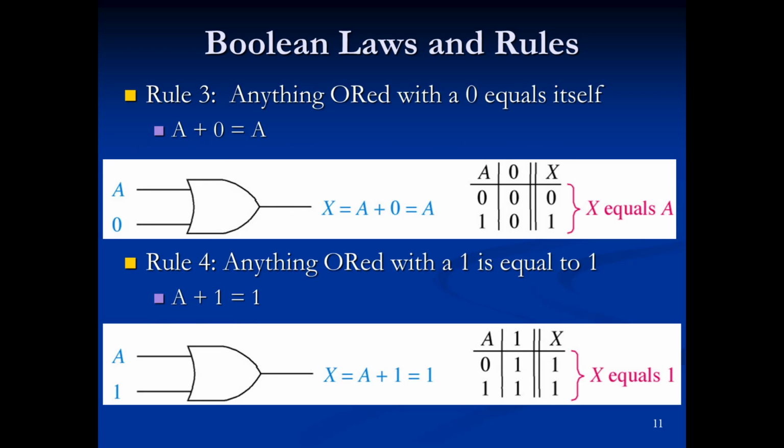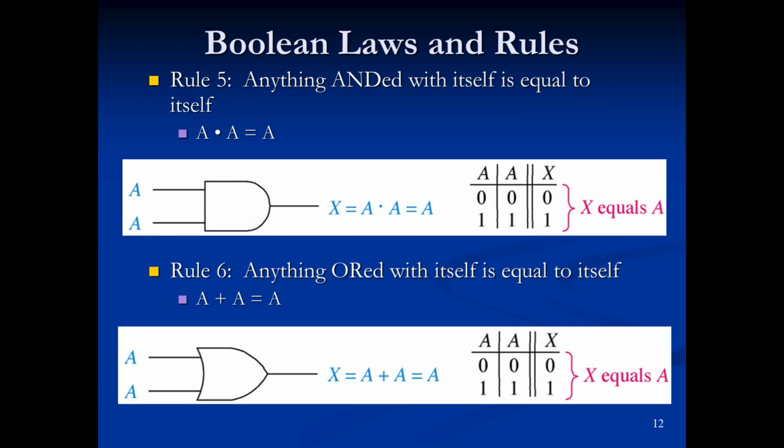Rules 3 and 4 are pretty much the same thing, just inverted because we're talking about OR gates now. Rule 3 says that anything ORed with a 0 equals itself. Anything ORed with a 1 is always 1. So then rules 5 and 6 have to do with things that are ANDed or ORed with themselves. So anything ANDed with itself is equal to itself. Anything ORed with itself is equal to itself.